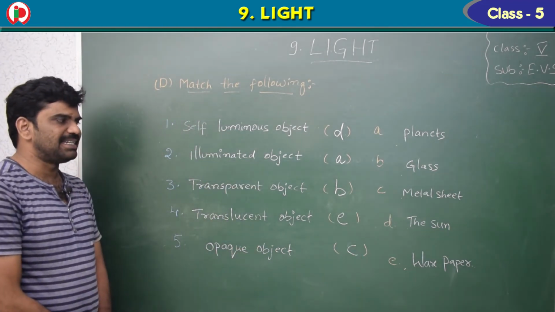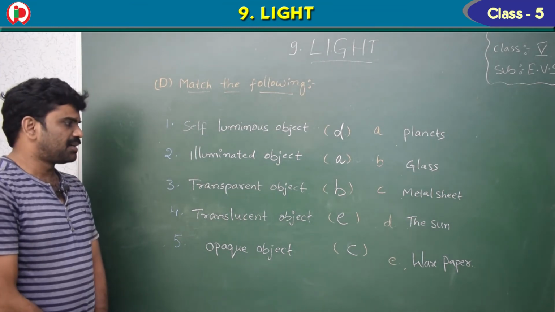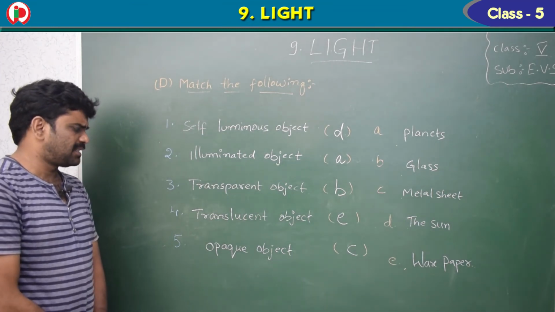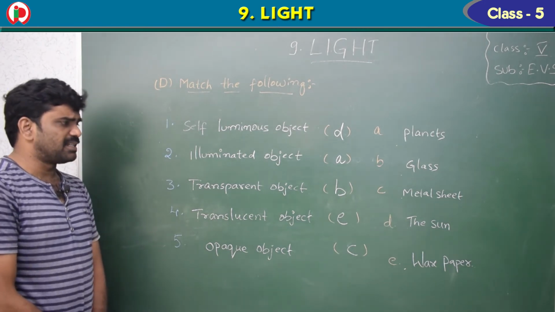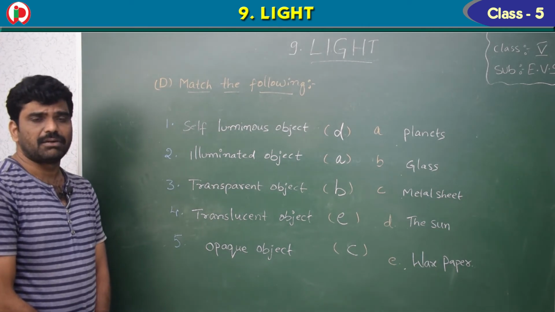Self-luminous object is D, the sun. Illuminated object is A, planets. Transparent object is B, glass. Translucent object is E, wax paper. Opaque object is C, metal sheet. Okay.